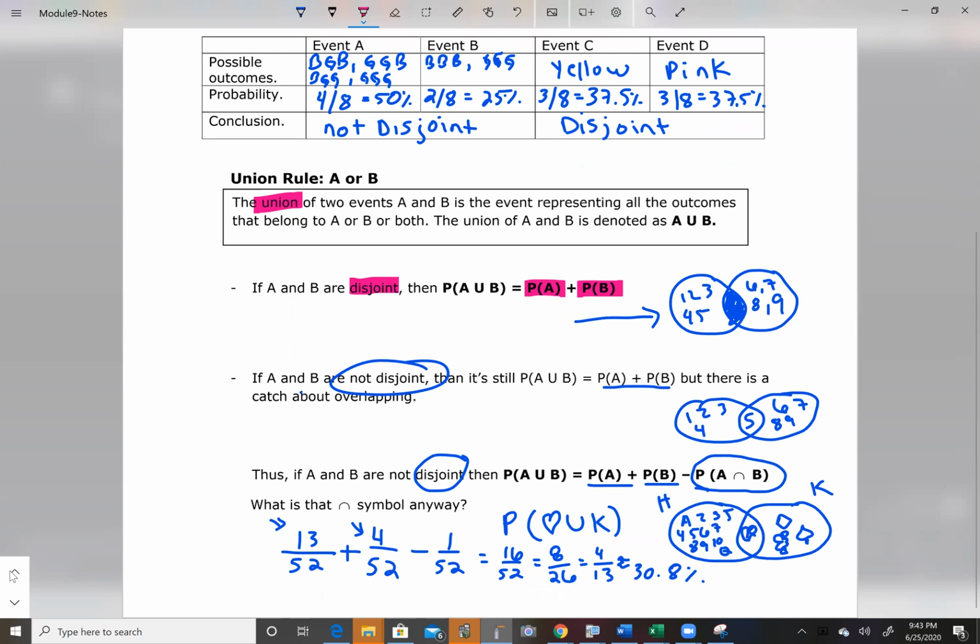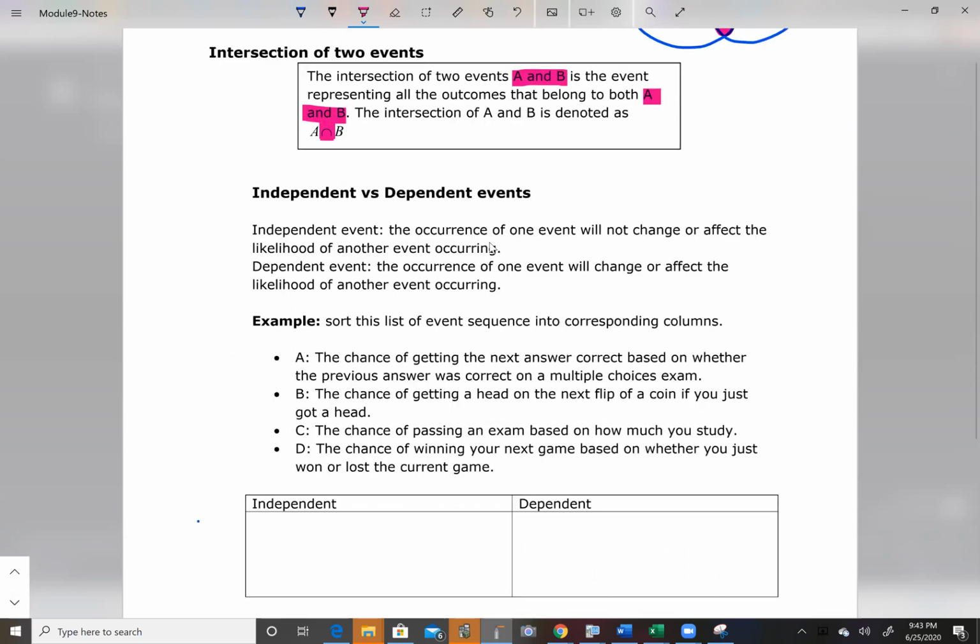It says, what is this? Oh, what is the and symbol? Nope, we're getting to that. Well, I'll look that up and get back to you. Okay.